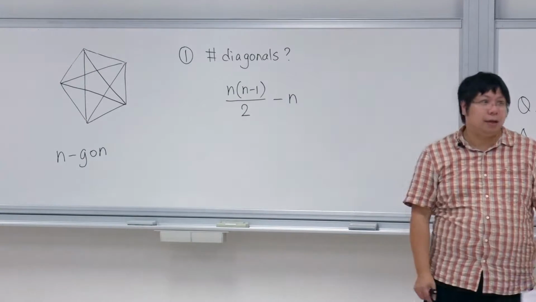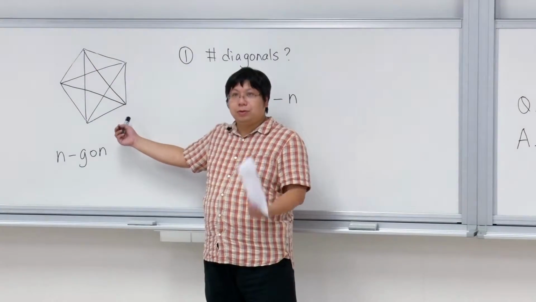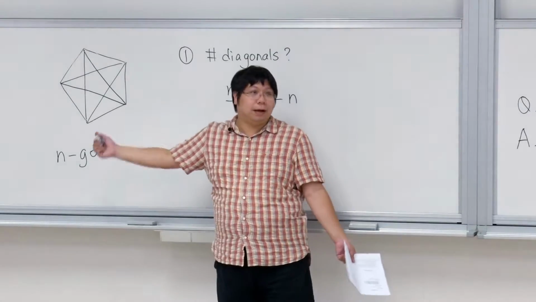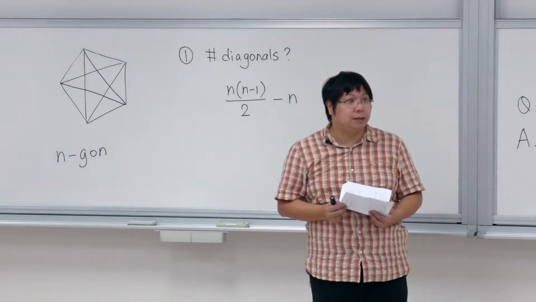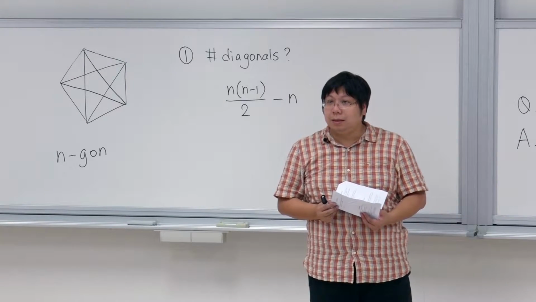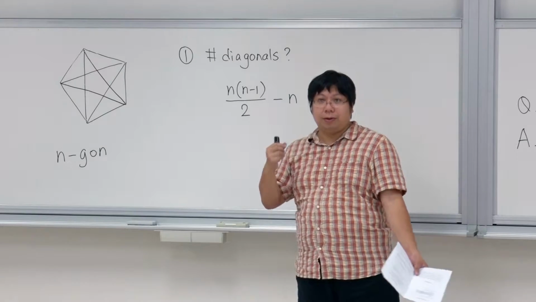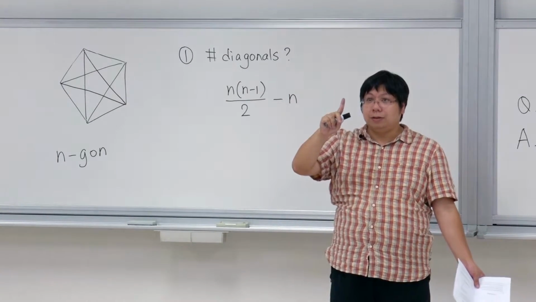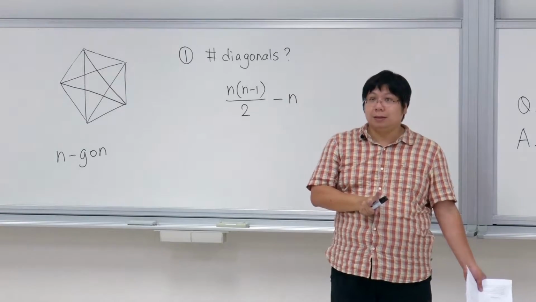Another way. This is also called a complete graph. This is called a complete graph because you have an edge between any pair of vertices. Okay? So how many edges are there? This is easy. This is a combinatorics problem. You pick any 2 vertices, there is 1 edge. So there are n choose 2 ways to pick 2 vertices.